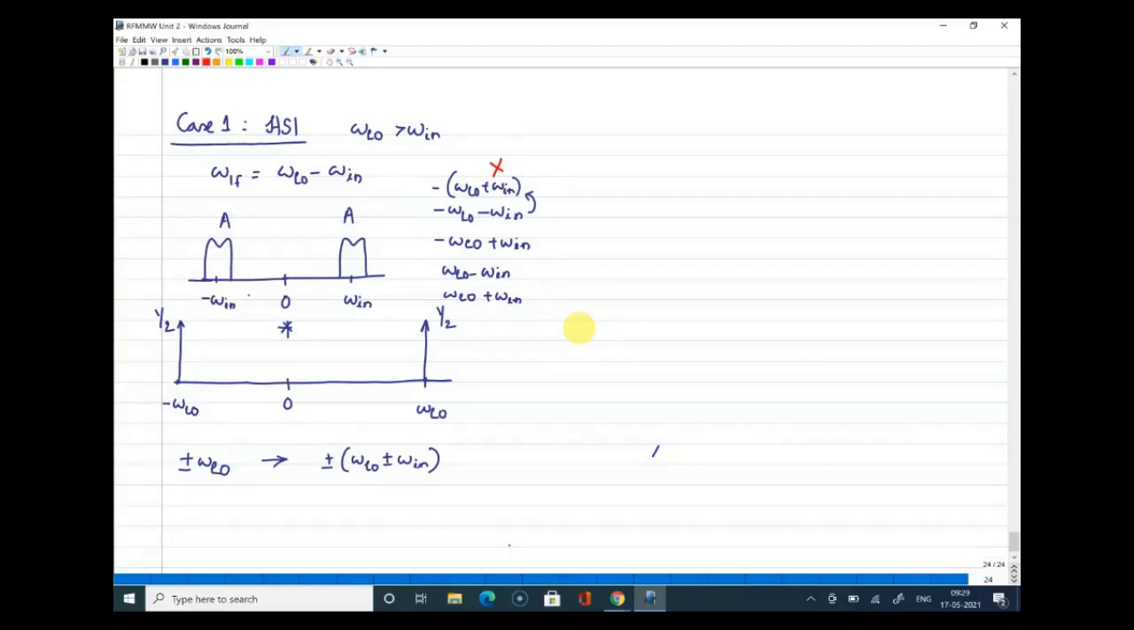So this one and the last one we will not consider. Now we need to consider only these two. So how will we represent this? Omega LO minus omega in. So let me mark it here.